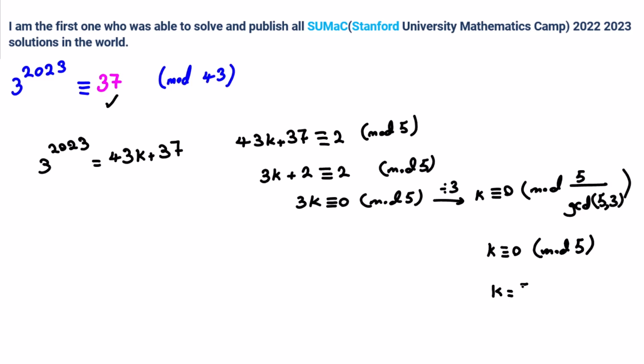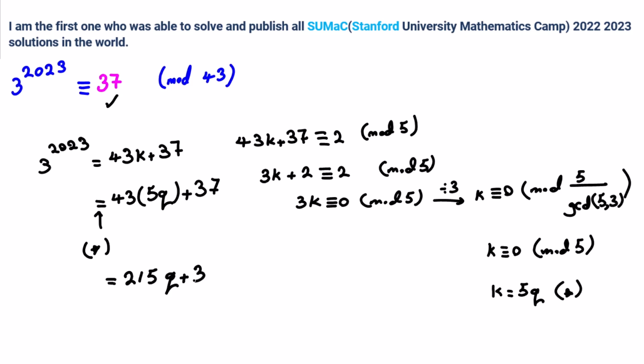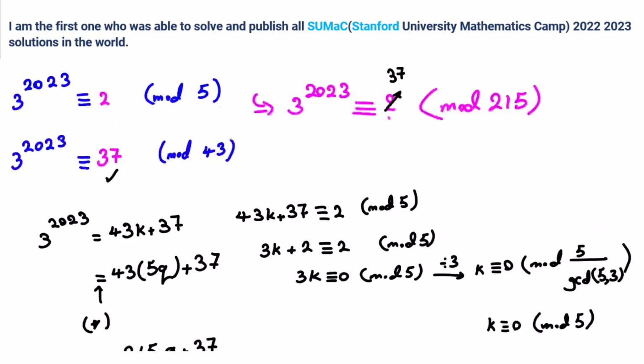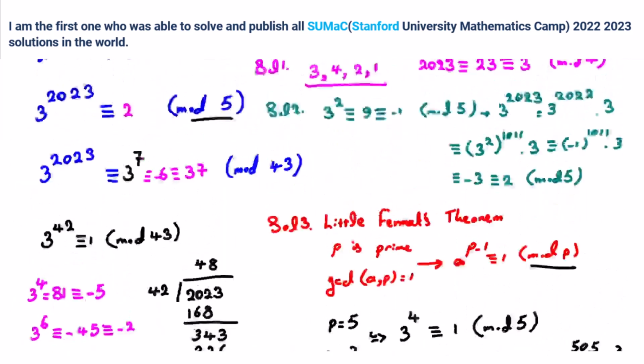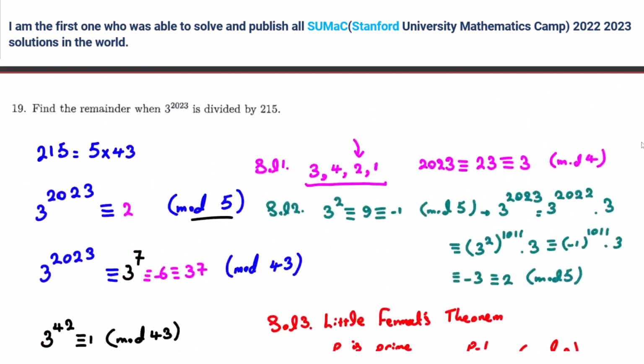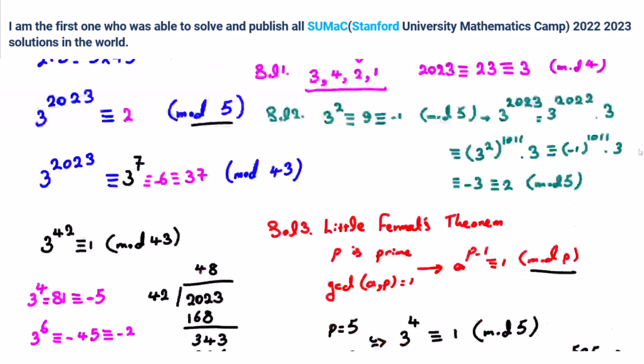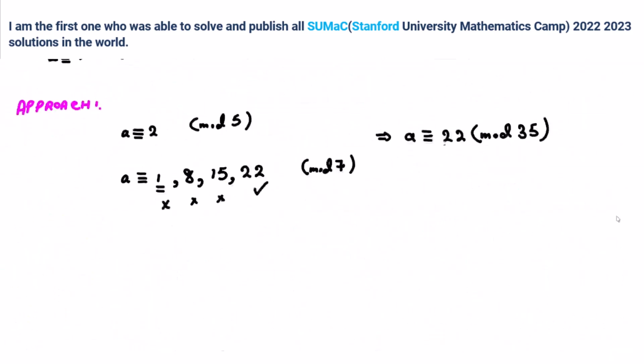Mod 5. So k is 5q, right? So if we consider this one a star, if we replace the star here, it will be 43 times 5q plus 37. So it will be 215q plus 37, right? Yeah. So the answer is 37. Okay, this approach also works especially when both numbers are large, or one number is so much larger than the other, for example, greater than 10. Okay, it was problem 19. Any question about problem 19?